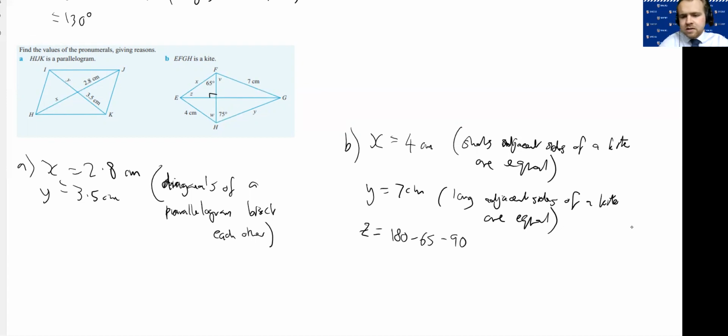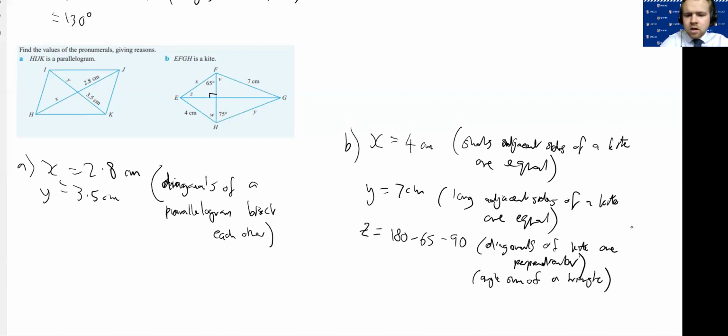And I've got sort of two reasons here. So I'm going to say diagonals of a kite bisect each other at right angles. Or diagonals of a kite, another way I could say this is diagonals of a kite are perpendicular. Okay, because that means they make a right angle. My other reason is angle sum of a triangle. That's how I got the 180 minus. Okay, so then I get 90, and then it's going to be 25 is going to be Z there.